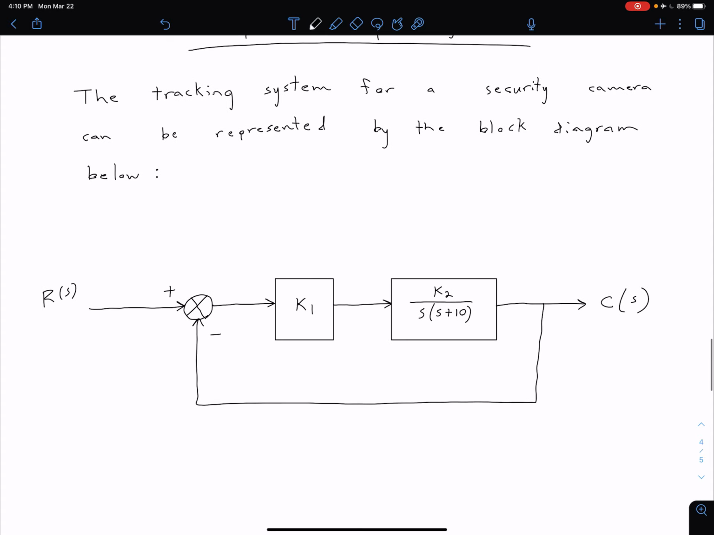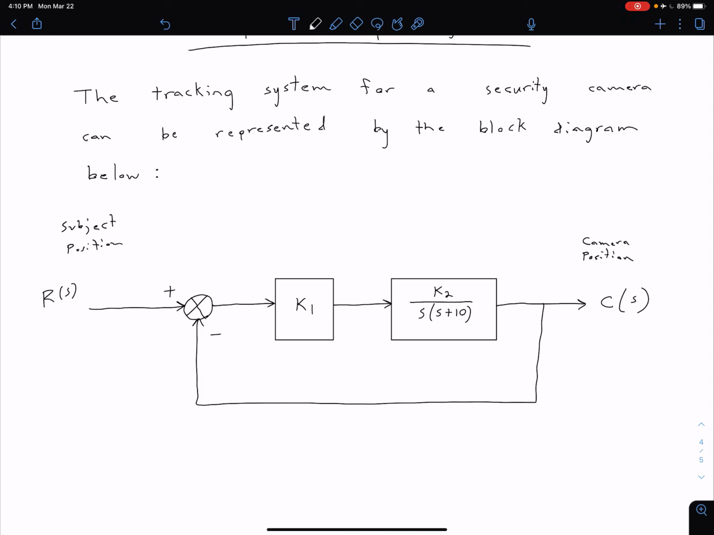We can think of our input as being some subject position. Maybe somebody's walking across the field of view of the camera, and we want to track that person for some reason. So this is our subject position. And then of course our output is going to be our camera position. Based on where we see our person or whatever it is we want to track, we want to move our camera in line with that.